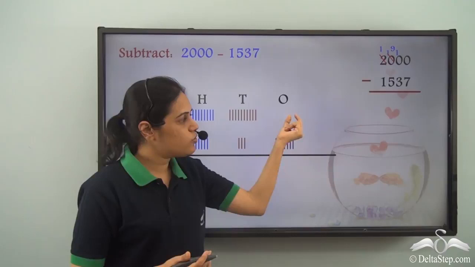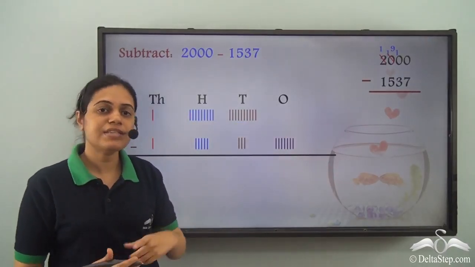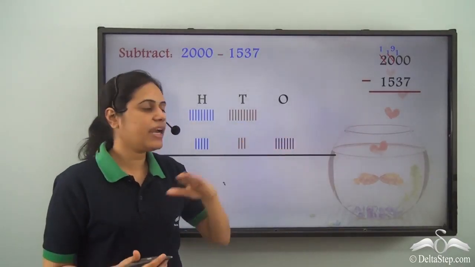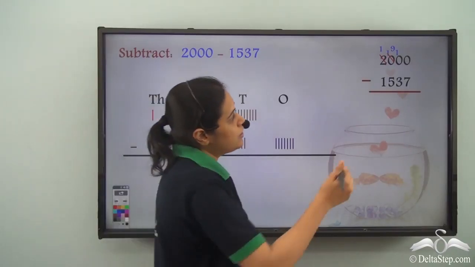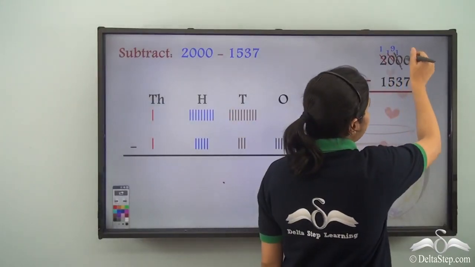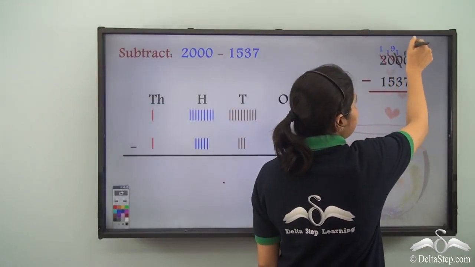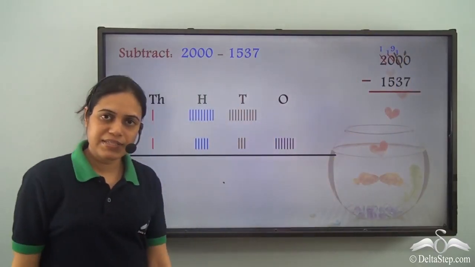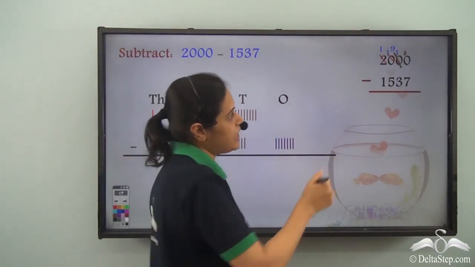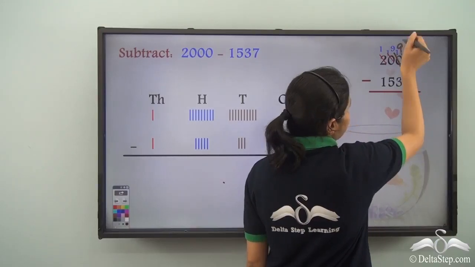Now I need to do a similar thing for the ones place, because the ones place has nothing and I need to subtract. So this 10 will give 1 to the ones place. The ones place becomes 10 and the tens place will become 9.